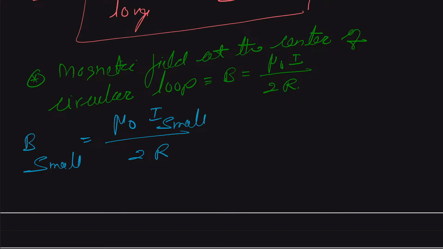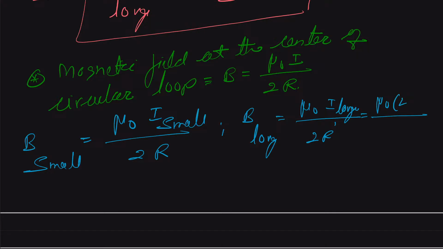And magnetic field in our large is equal to mu naught I large upon 2r prime, and we can substitute value of our I large as twice of this, so we can write this as mu naught twice current I of small, and our r prime is twice of our r.